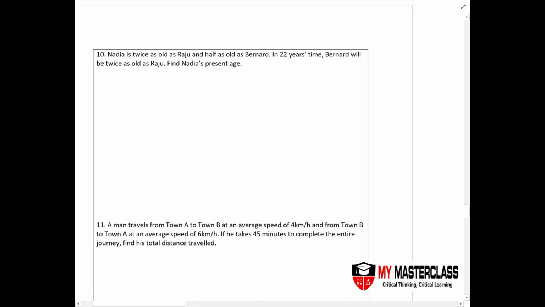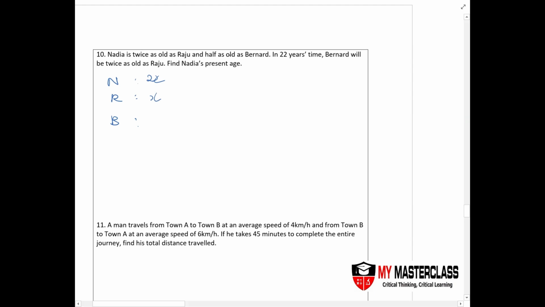Now this is a very common question because it requires a little bit more arrangement. In primary school, you learn through drawing models. But now you need to use algebra to find your answers in these kinds of questions. So you have Nadia, Raju, Bernard. Nadia is twice as old as Raju, so I'm letting Raju's age be x.